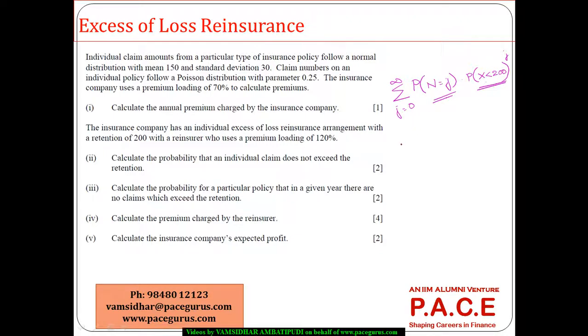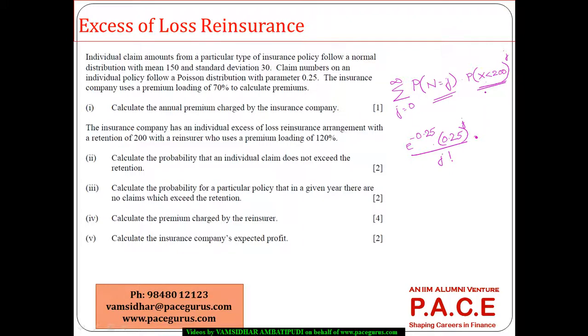First of all, what is the probability of having J claims? It follows a Poisson distribution. So the probability of having J claims is e to the power of minus lambda, lambda is 0.25, e to the power of minus lambda, lambda to the power J divided by J factorial. That is the probability of getting J claims. And for each of these claims, the probability of getting a claim which is less than 200.